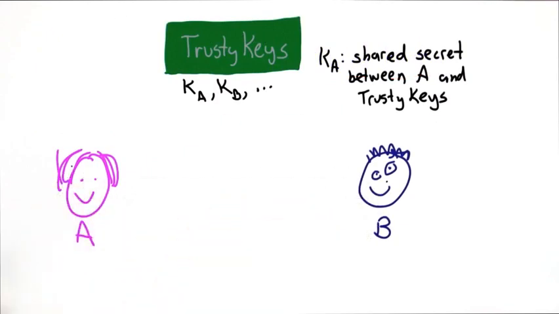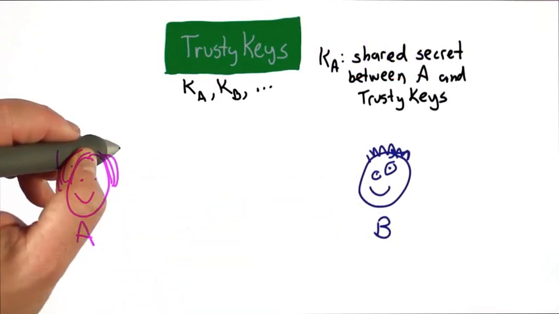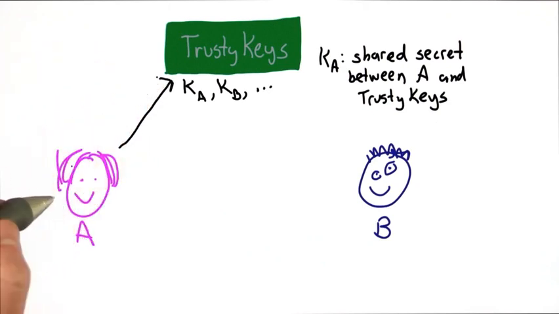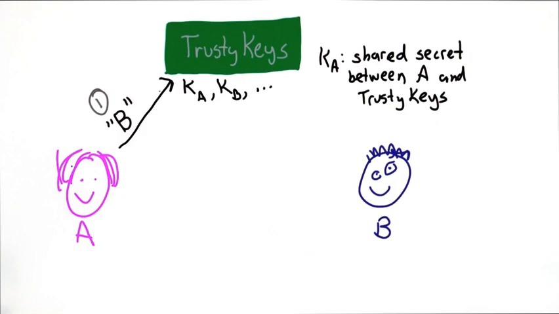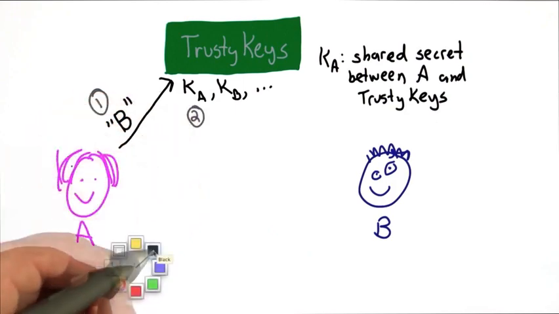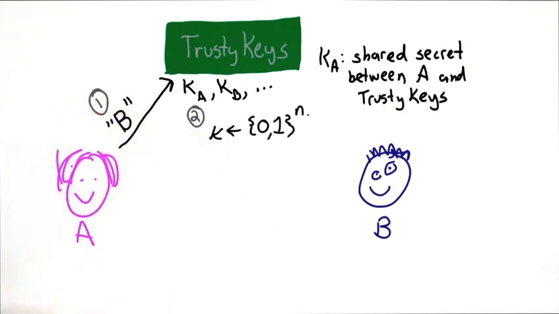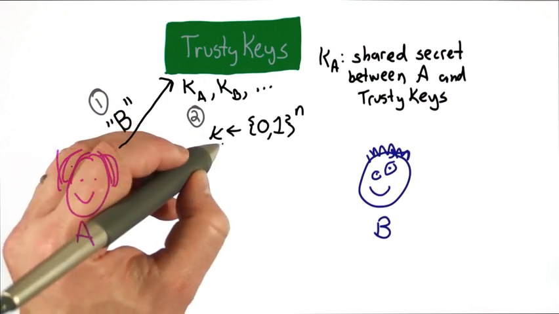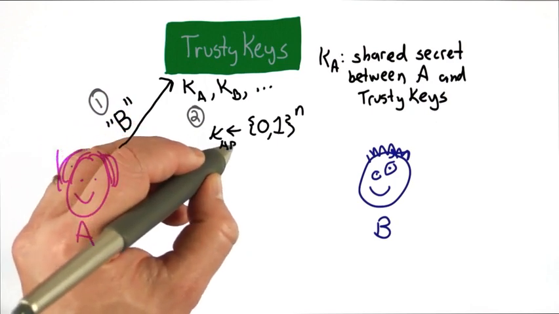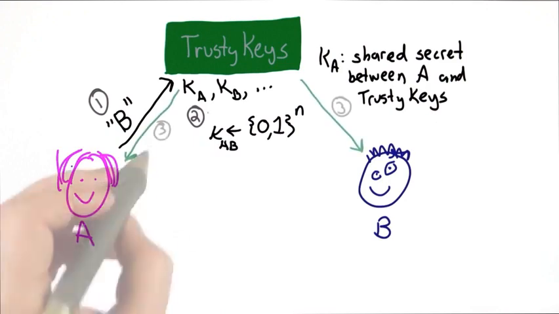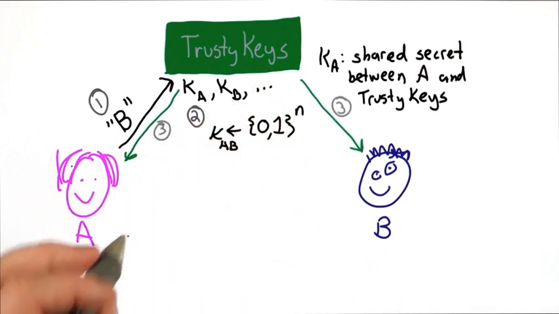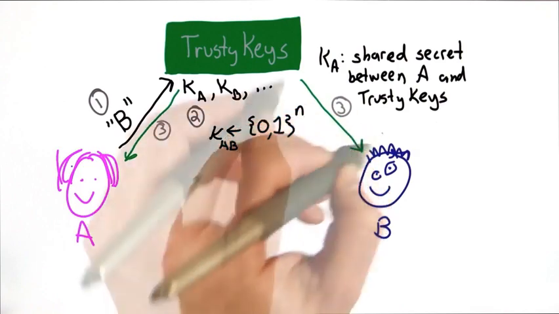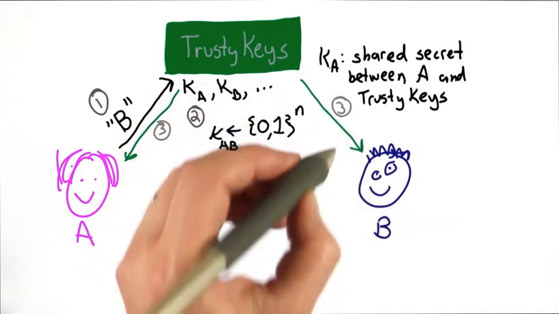So now if Alice and Bob want to communicate, the protocol is Alice sends a message to Trusty Keys that says she wants to communicate with Bob. So that's step one of the protocol. What Trusty Keys will do is generate some new secret key, and we'll call that KAB because it's for Alice to communicate with Bob. So in step 3, Trusty Keys will send the new key to both Alice and Bob, and it will send it encrypted using the key that's already shared between those two parties.